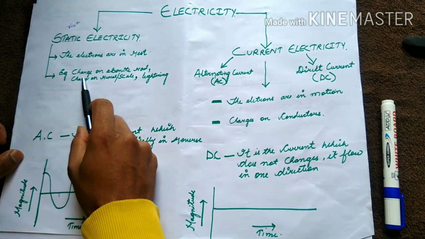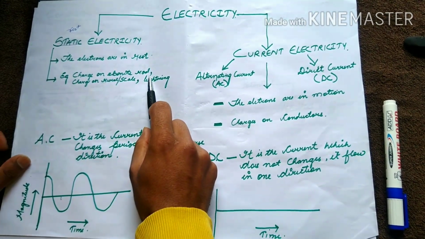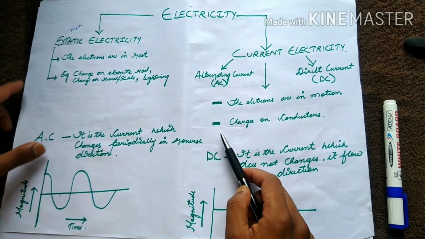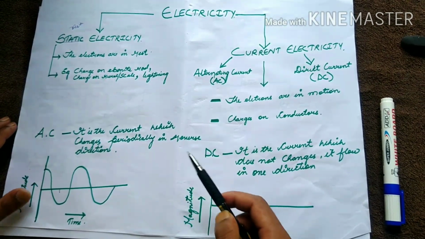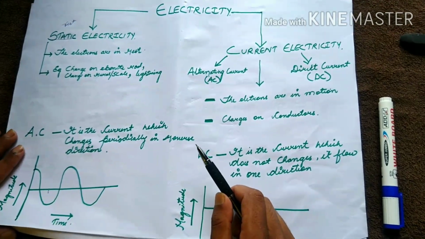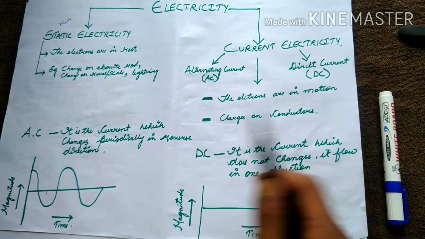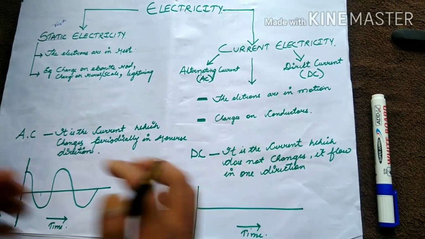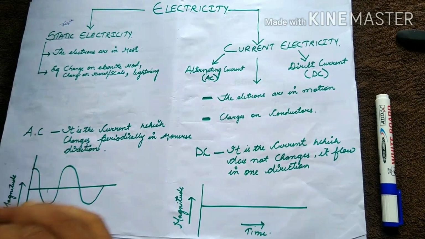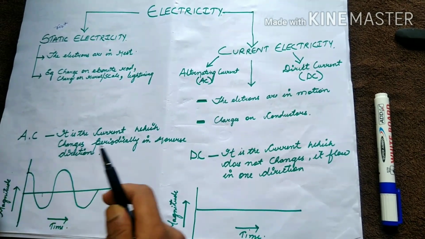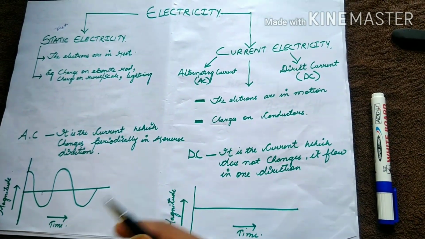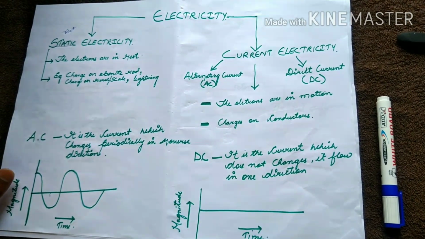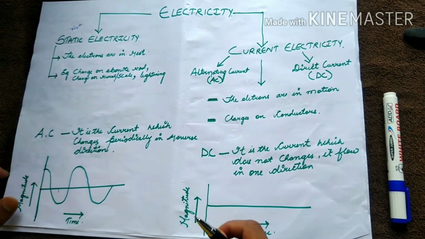Examples are a charge on an ebonite rod, a charge on a ruler or scale, and lightning. All these are examples of static electricity. Why are the electrons not flowing in that case? A simple example: just go back to your school days in lower classes. You take a scale, rub it in your hair, then hold it near bits of paper. You see the paper sticks to it. That is the idea of static electricity. The scale is gaining charge.